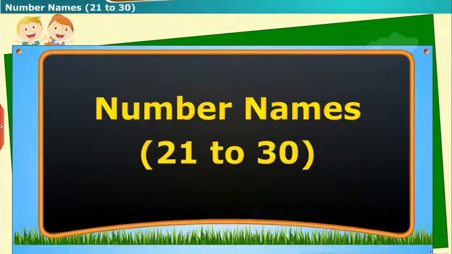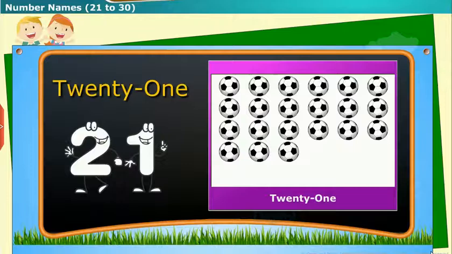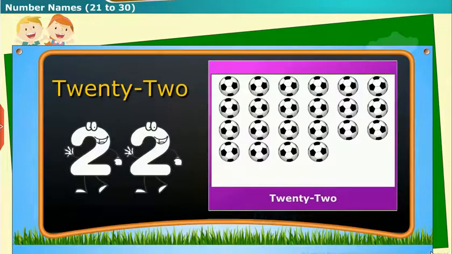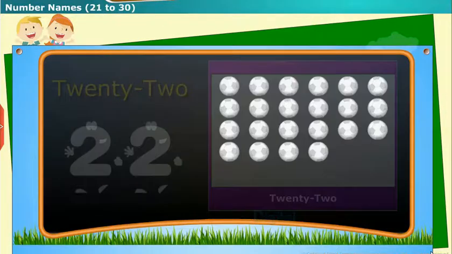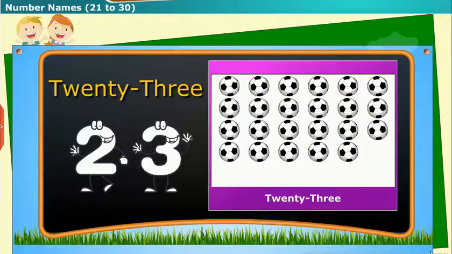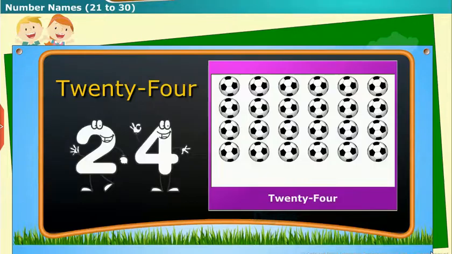Number names 21 to 30. Hello kids, let's have a look at the spellings of numbers from 21 to 30. Twentyone, 21. Twentytwo, 22. Twentythree, 23. Twentyfour, 24.